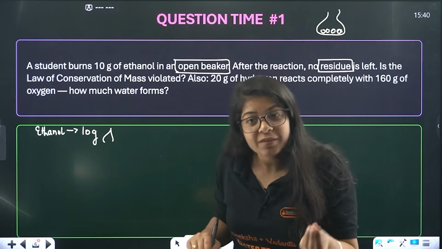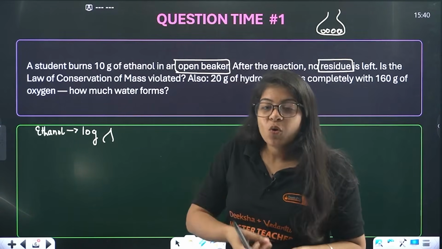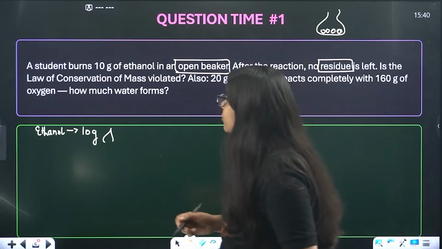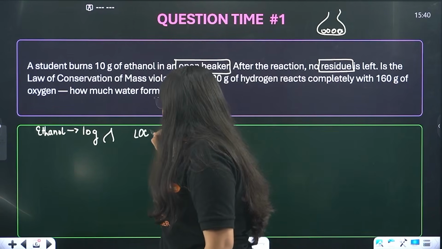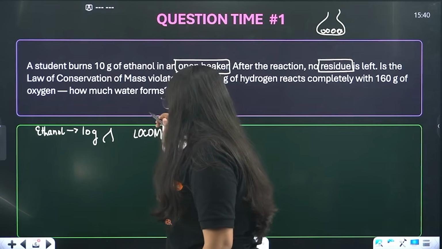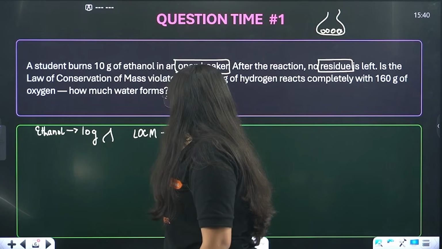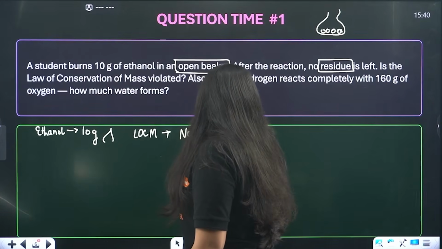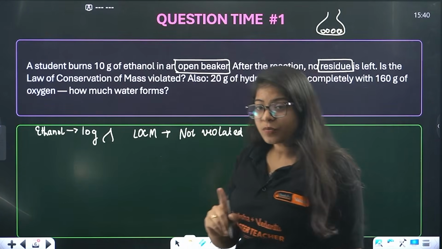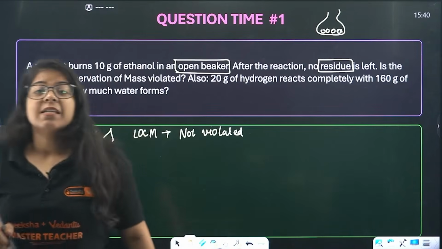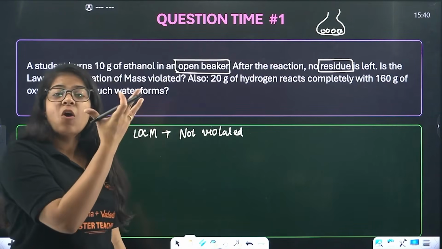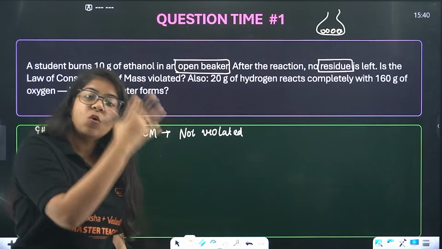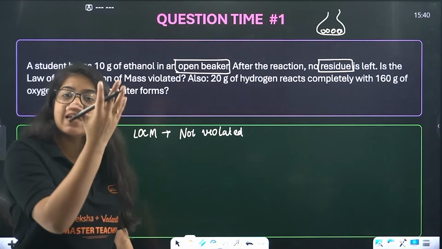Ma'am, it is not violated, right? Because that whole thing got converted into gas. So the law of conservation of mass, LOCM, is not violated. It is not violated because we read in the last slide that the gases will be evolved, the gases will escape, and that's why it feels lighter. There is no residue, but the whole ethanol is converted and escaped that beaker.